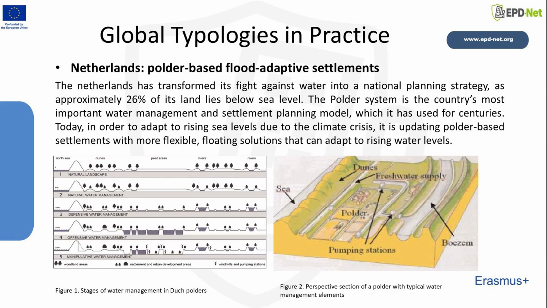It is the most important water management and settlement planning model that the country has used for centuries. As approximately 26% of the Netherlands' land is below sea level, the model has been established on reclaimed land that is below or just above sea level. Today, in order to adapt to rising sea levels due to the climate crisis, water levels are controlled by a system of dikes, embankments, pumps, and drainage channels.